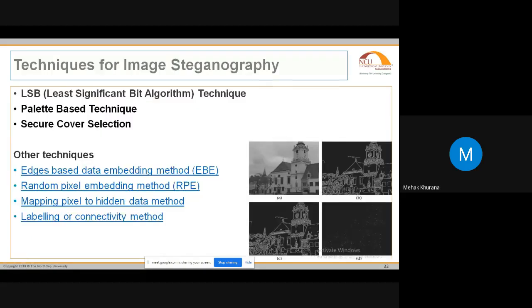Next, sir. So we are going to use the spatial domain, because in the spatial domain we want to hide the data. Normally the frequency domain is not used, because we are transforming the information.